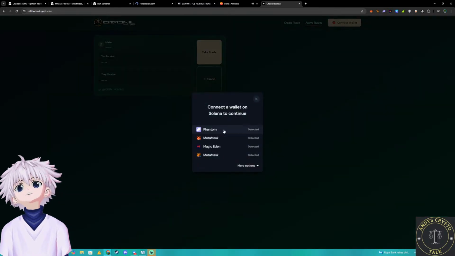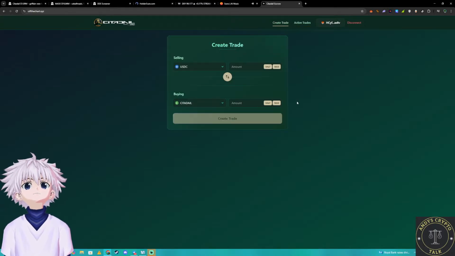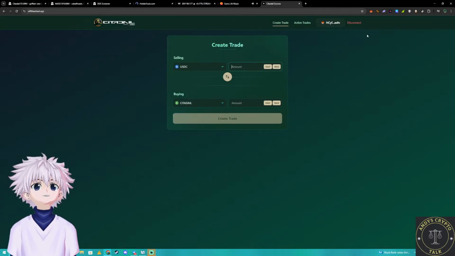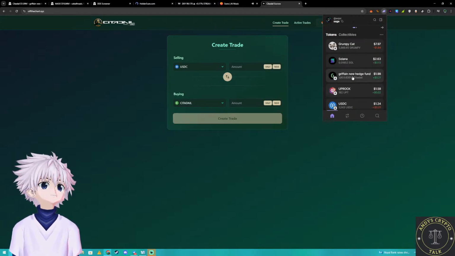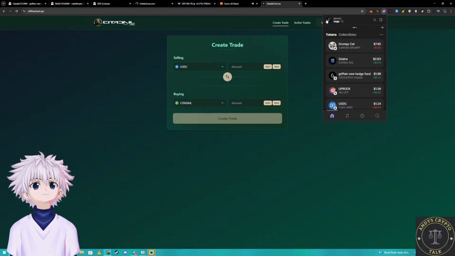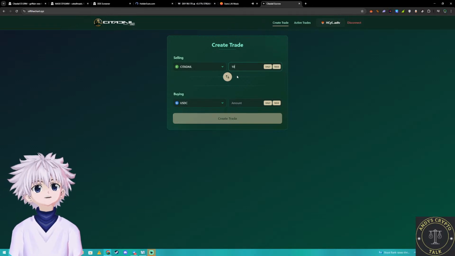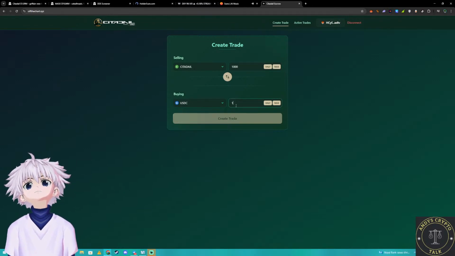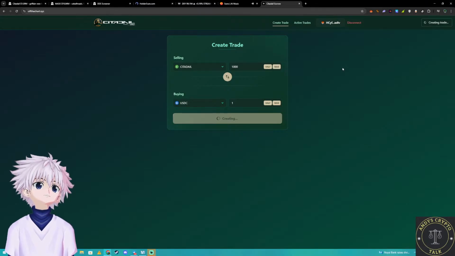So I did want to do a quick example of what I'm talking about. I believe we bought some Citadel, just a couple bucks' worth, and I've also got some USDC on another account. So what I'm going to do is say that I am selling 1,000 Citadel for 1 USD. I would create this trade through this account. We're going to confirm.